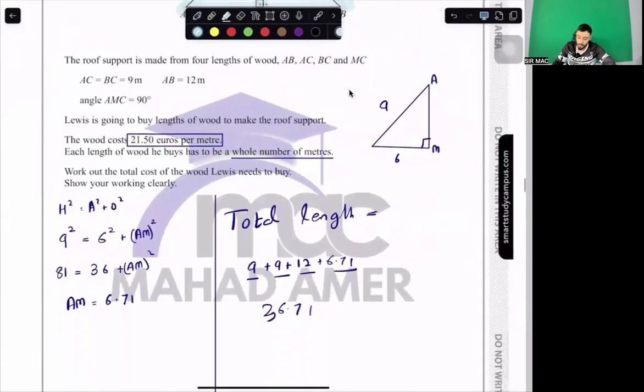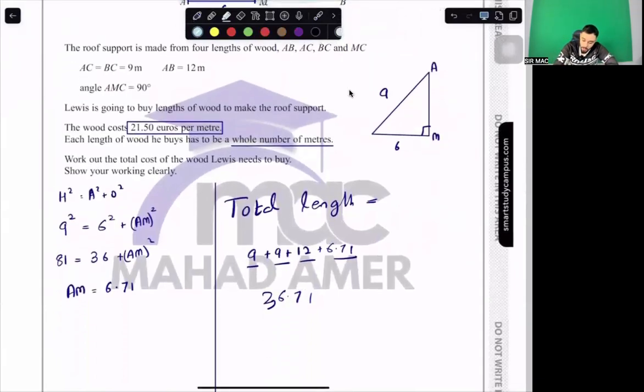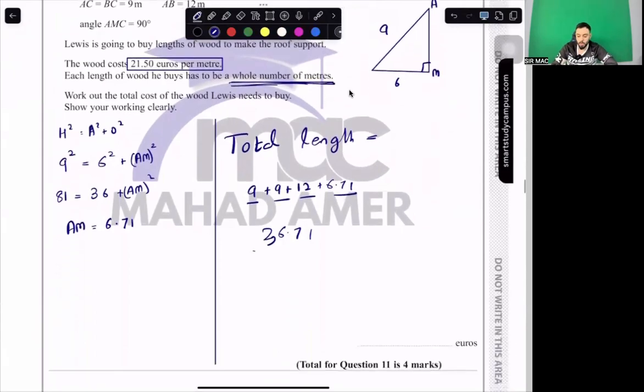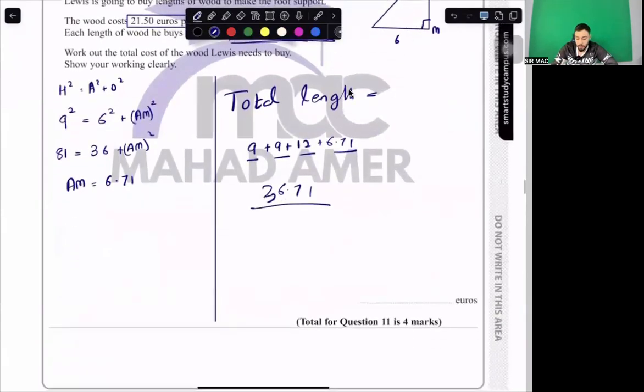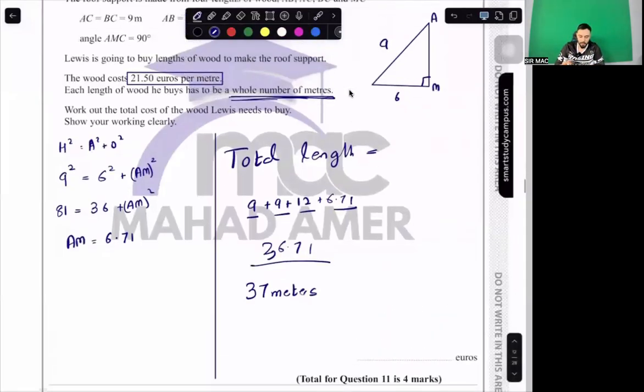The limitation is that I can only buy whole meters. So I can't just buy 36.71. I would definitely need 36 meters to complete it, but I can't buy that, so I would need 37 meters of wood. That's what I need to buy, because wood is not sold in decimals.